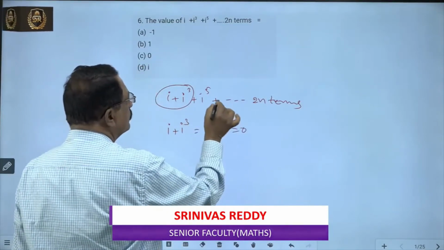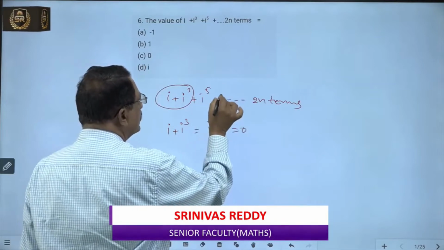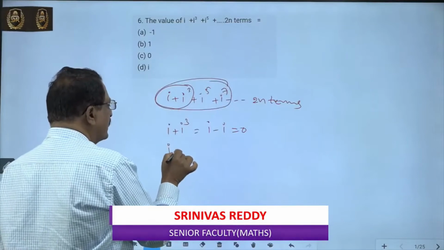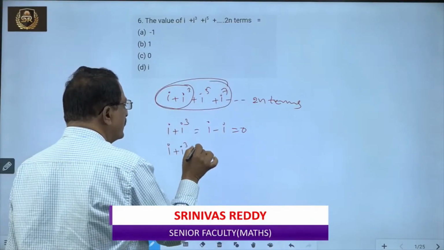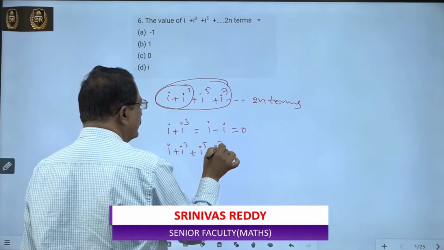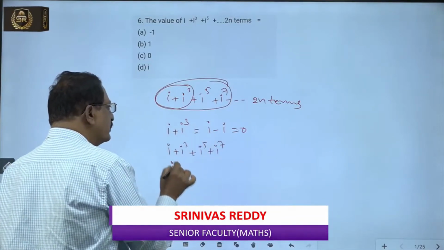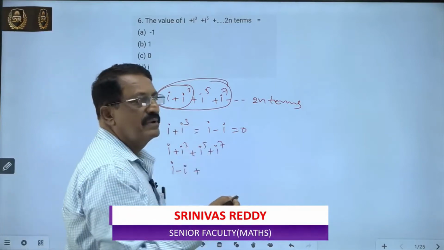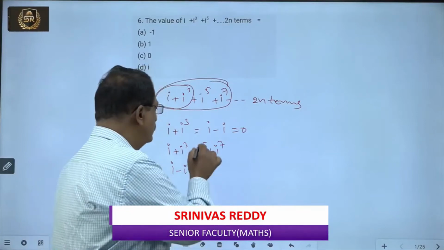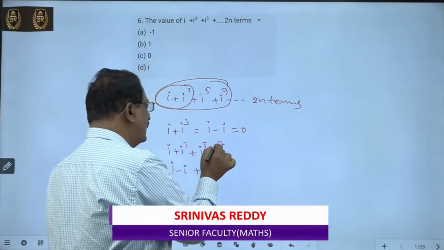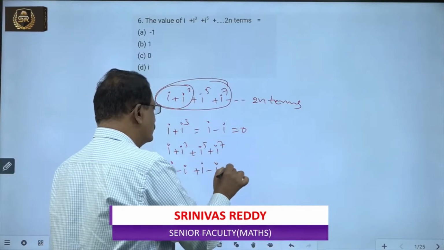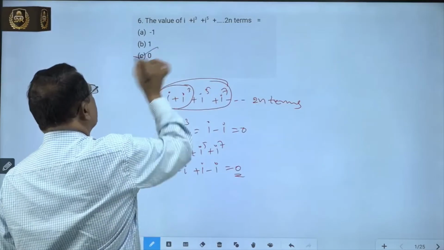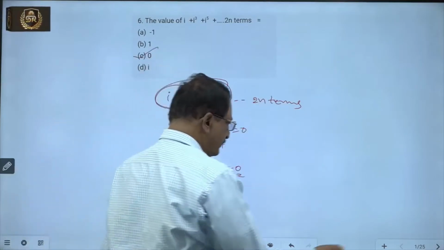Suppose n equals 2, so 4 terms, with the next terms being i to the power of 5 and i to the power of 7. Now, i plus i cube plus i to the power of 5 plus i to the power of 7. i cube equals minus i, and i to the power of 5 equals i to the power of 4 into i, but i to the power of 4 equals 1. Now i to the power of 5 equals i and i to the power of 7 equals minus i. That also equals 0. For any n, the value is 0. Now option C is the correct answer.